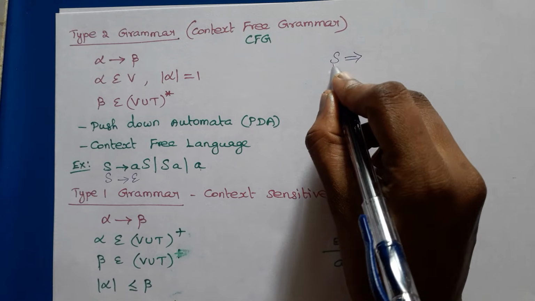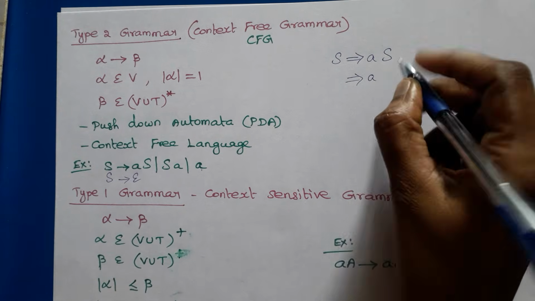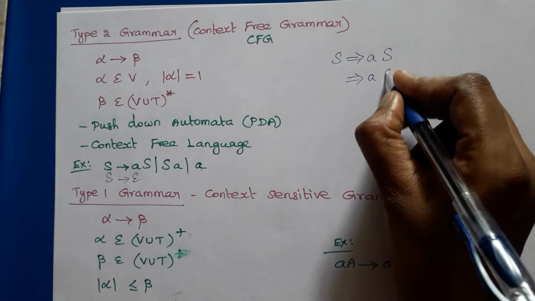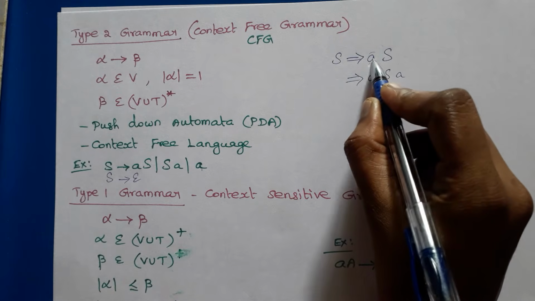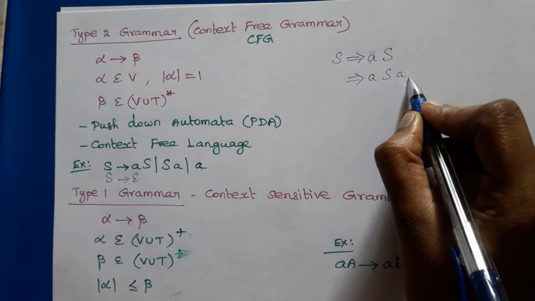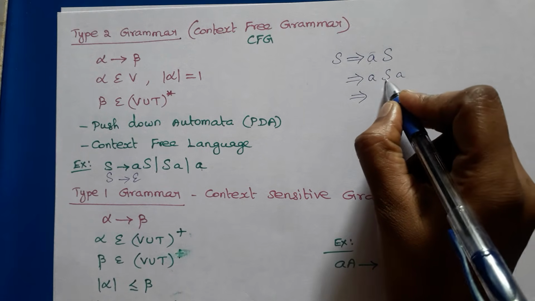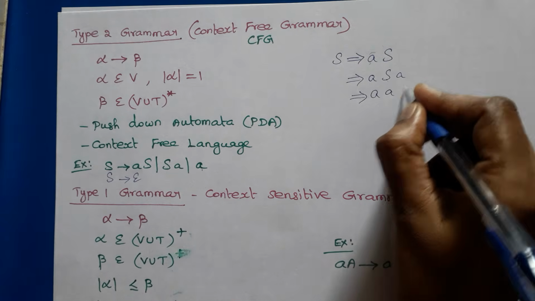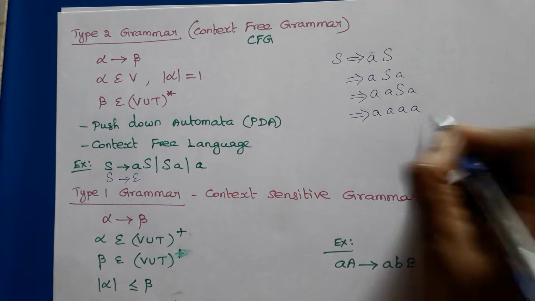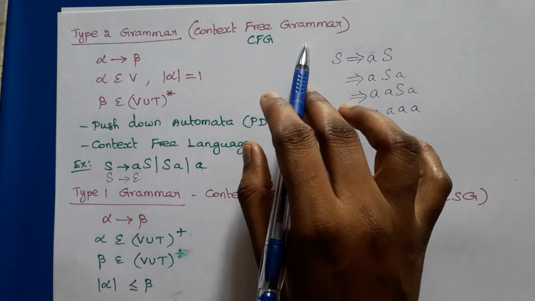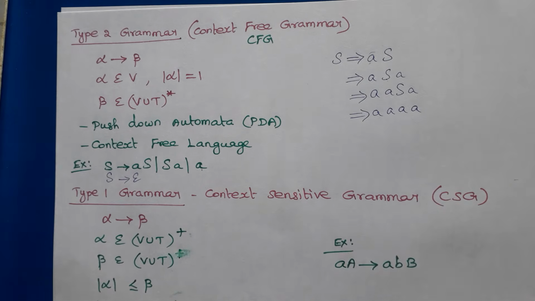S appears here, so it can be replaced by any one of the productions. And in the next step also, S can be replaced by any one of the productions. Here the context means the nearby symbols. We don't worry about the context, the previous or following symbols. Wherever S appears, it can be replaced by any one of the productions, and in this step it can be replaced by aS, and this S can be replaced by a. Therefore it is called context free, but context sensitive grammar means we will consider the context also.